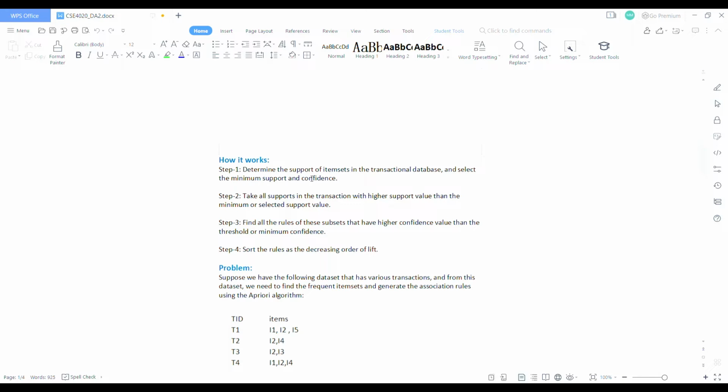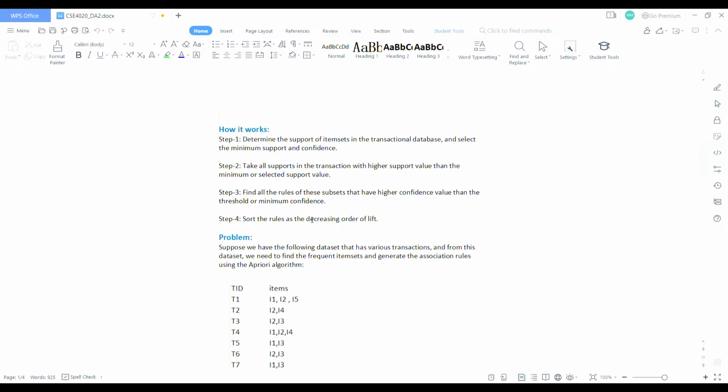First step is to determine the support of item sets in the transactional database and then select the minimum support and the confidence. The next step would be to take all the supports in the transactions that have a higher support value than the given minimum support value. The third step would be to find all the rules of these subsets that have a higher confidence value than the minimum set confidence value. And the last step would be to sort these rules in decreasing order of lift.